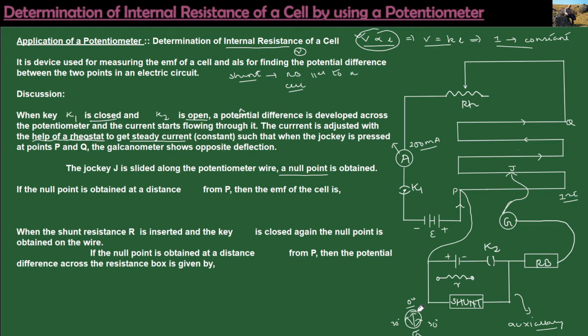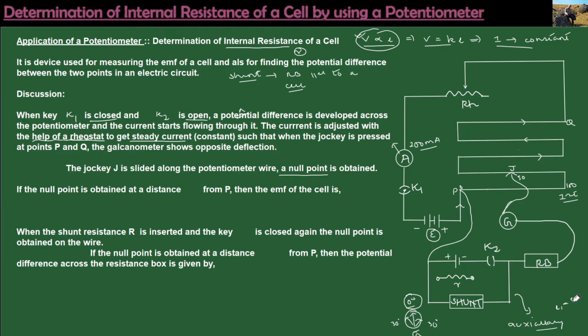When that is obtained, that means you have determined the EMF E of the cell in terms of the length. So from here, there will be some length from this point up to this point. The length might be 100 cm. Suppose the length is 50. So total length of the first wire and of the second wire, where you obtain the null point, where you obtain this zero deflection.